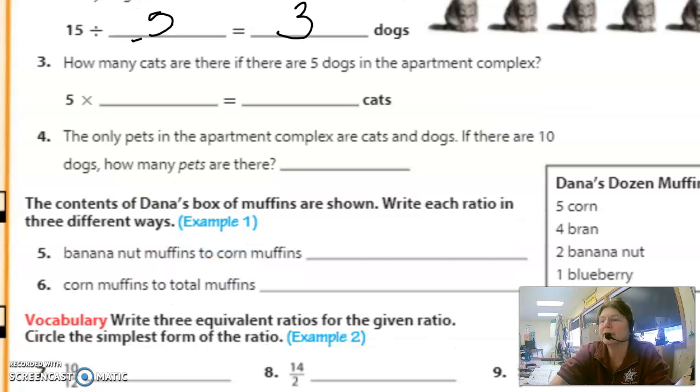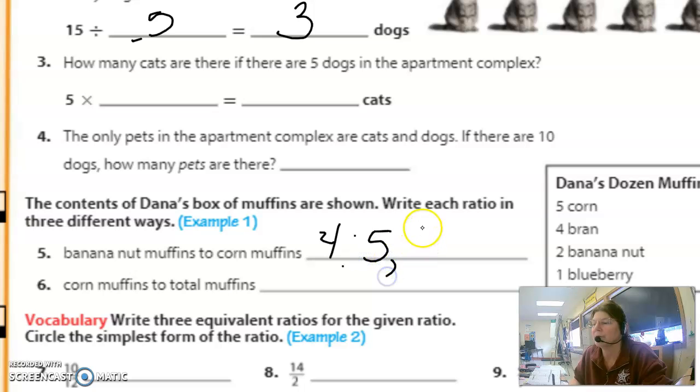Now let's take a look at the contents of Dana's box of muffins. Write each ratio in 3 different ways. Same thing as we just did above. Bran muffins to corn muffins. We have 4 colon 5, okay, 4 over 5 or 4 to 5.